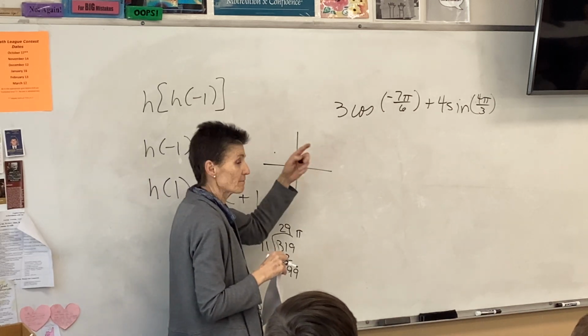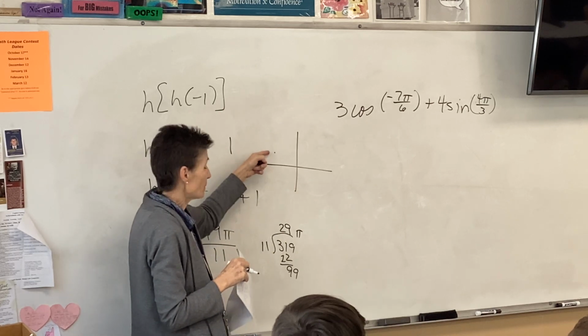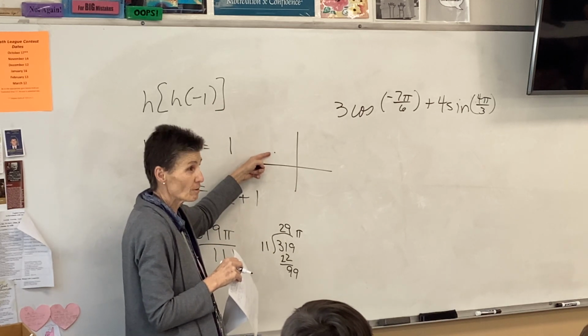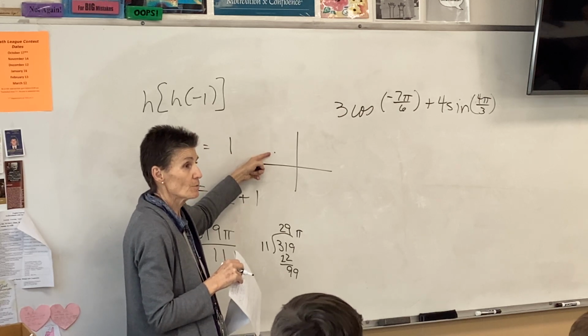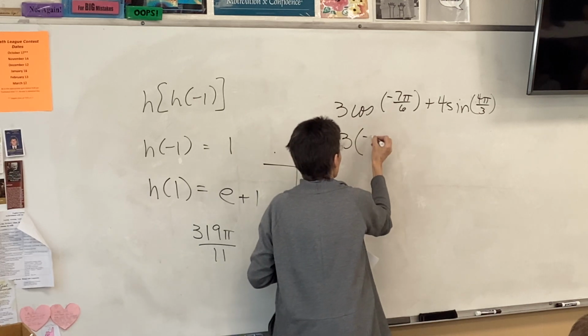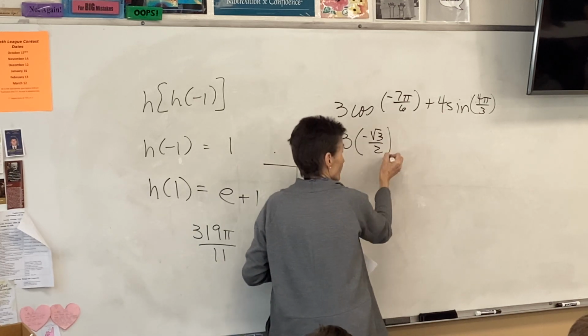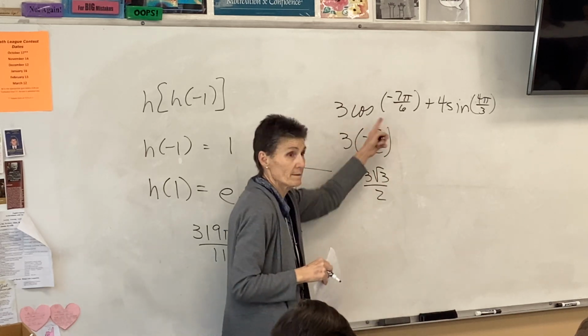So I always have to visualize it. So negative goes this way, right? So it'd be up here. It's a pi over 6. Cosine, so -√3 over 2. So 3 times -√3 over 2. So -3√3 over 2 for part 1.